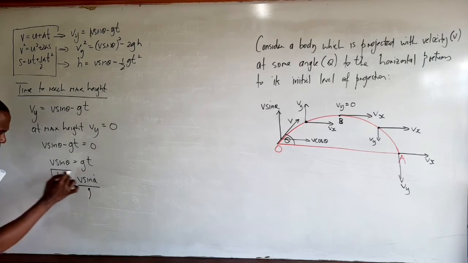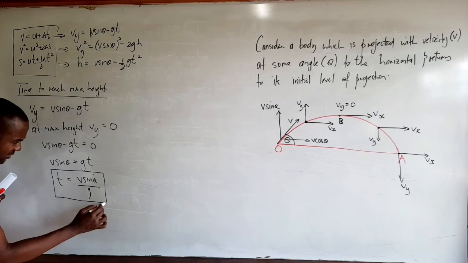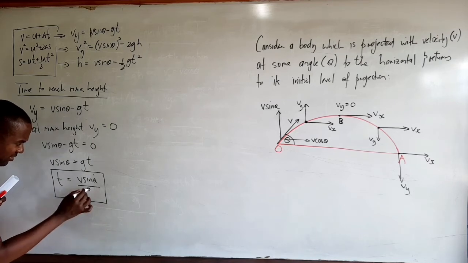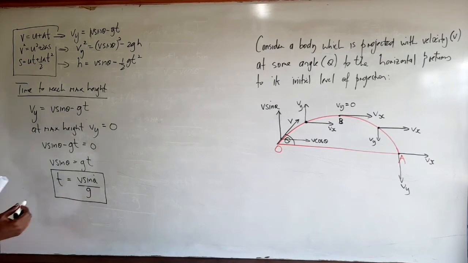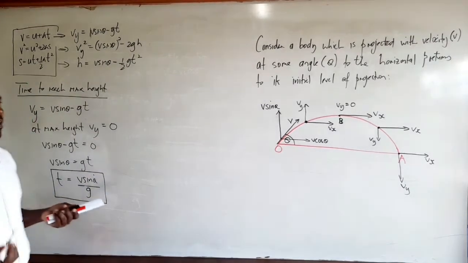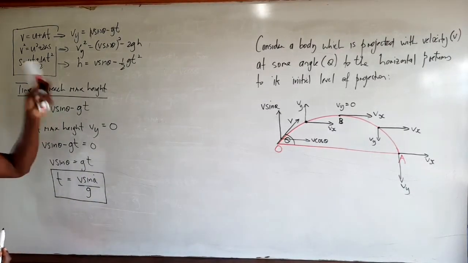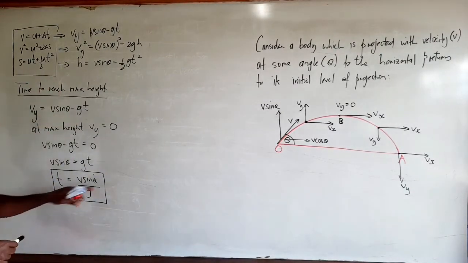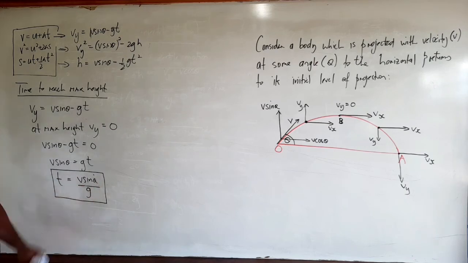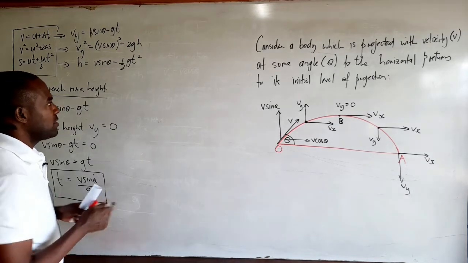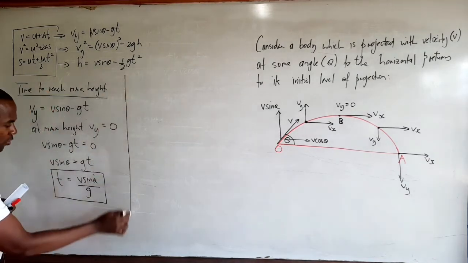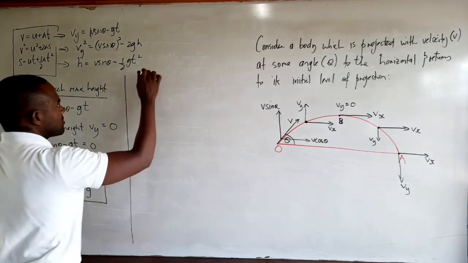So if we examine this equation carefully, what we'll recognize is that v sine theta is simply the initial vertical component of the velocity, right? So I'll establish that the initial vertical velocity was v sine theta, and we divide it by g, we get the time taken to reach maximum height, right? So that's the time taken to reach maximum height. The next thing we look at is called the time of flight.